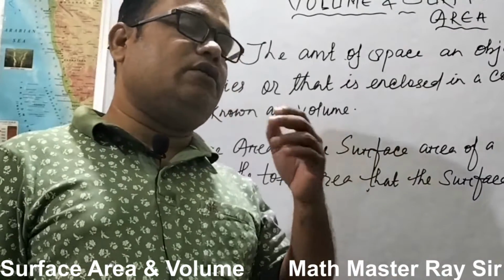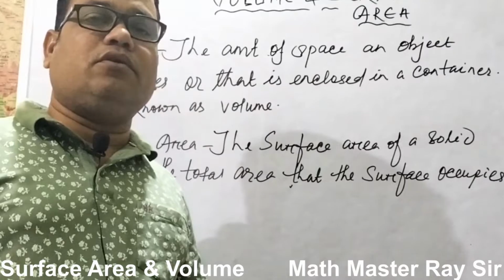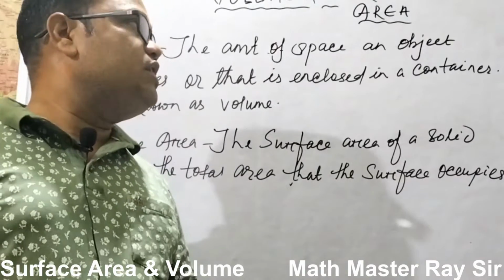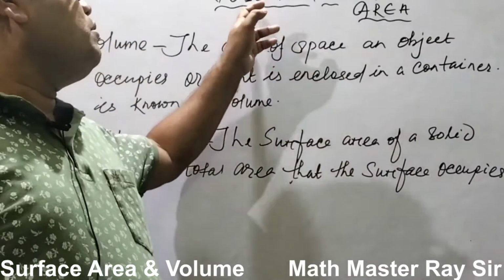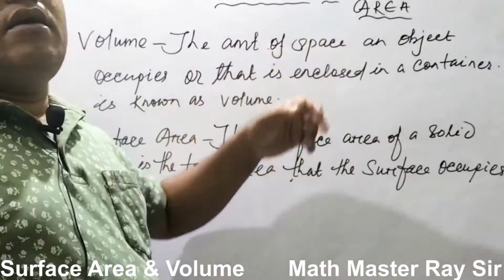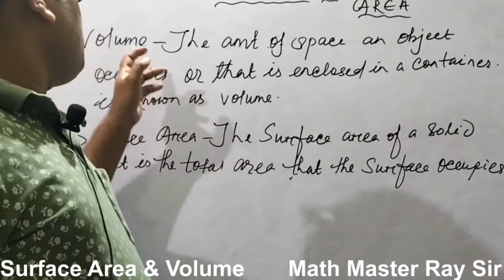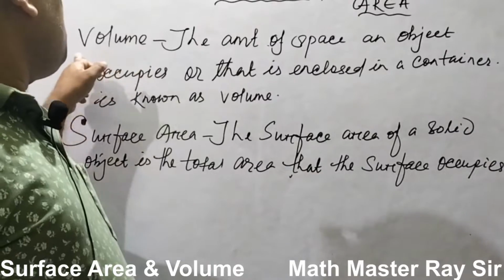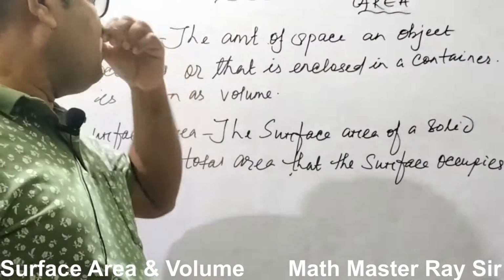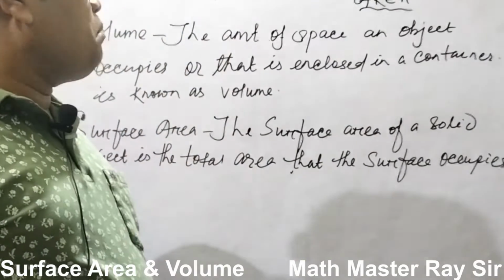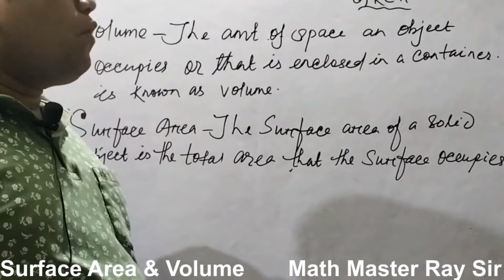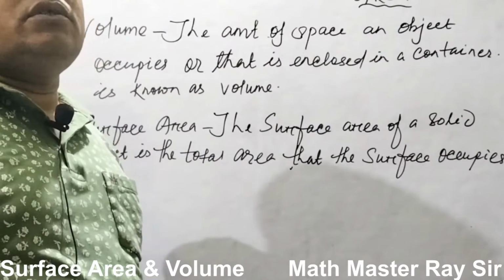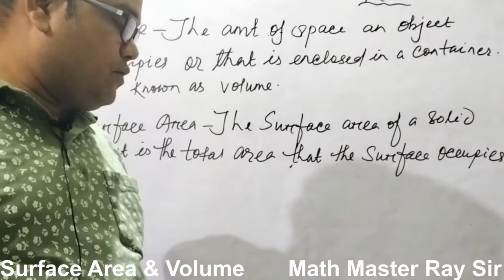We have to find out the volume and surface area of the 3D figures. Here we learn about the volume and surface area of solid figures. Now first consider what is volume. I have written volume. Volume means the amount of space an object occupies or that is enclosed in a container.